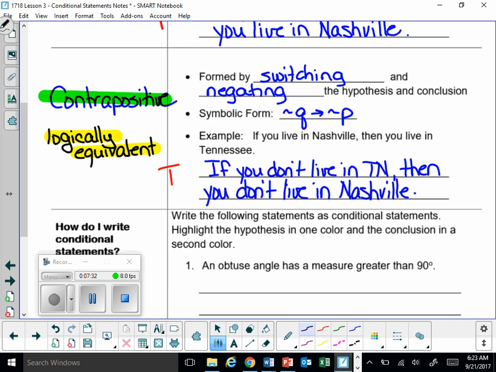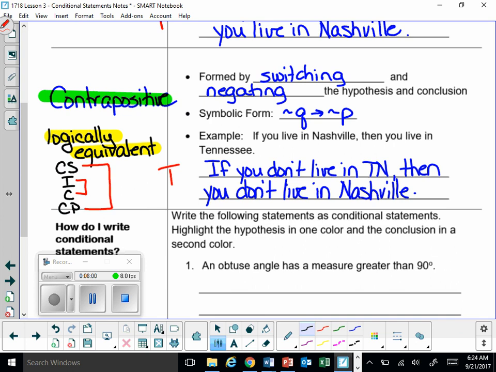If we look at our conditional statement, inverse, converse, and contrapositive, right? Our conditional statement and our contrapositive were both true. Our inverse and our converse were both false. So we say that the conditional and the contrapositive are logically equivalent. We also say the inverse and converse are logically equivalent.